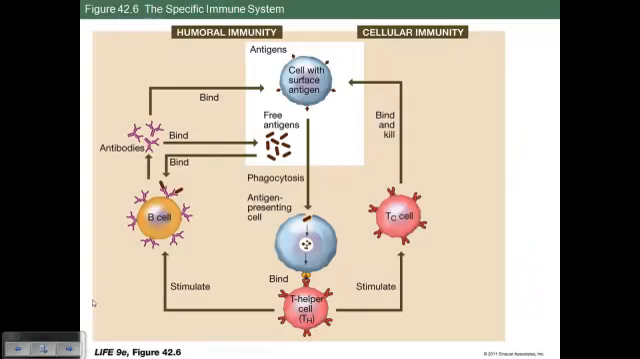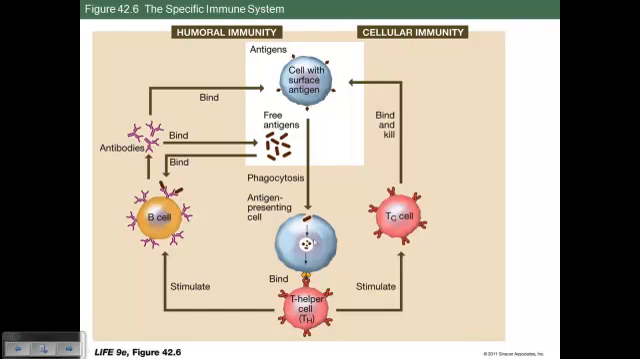Okay, so what we're describing here are both sides of the immune system. The humoral immunity, again, is the fluids of the body. And the cellular immunity is when you have cells that need to be destroyed because they've been invaded. So here we have some kind of a cell with surface antigens. Here we have some free antigens, something that's going to cause antibodies to be produced.